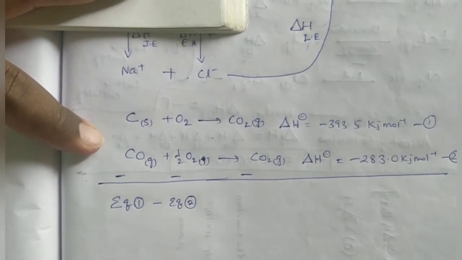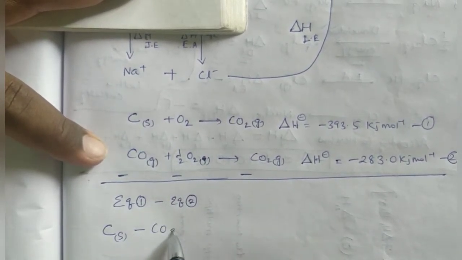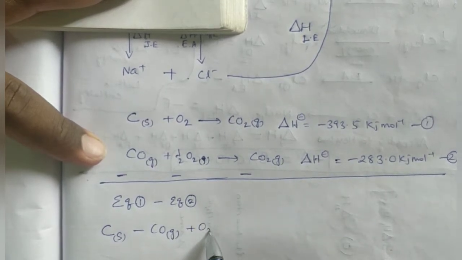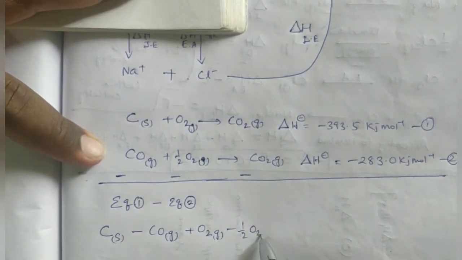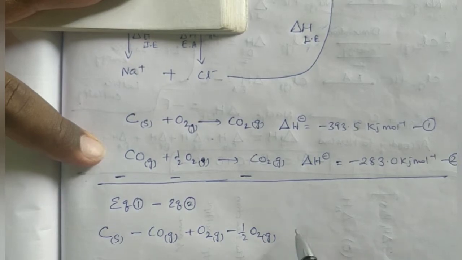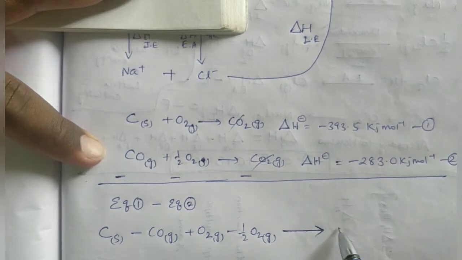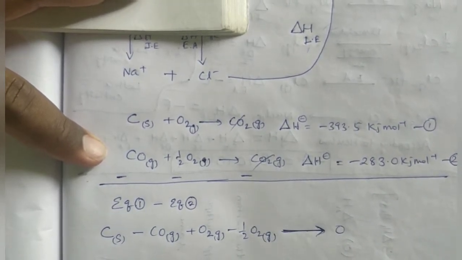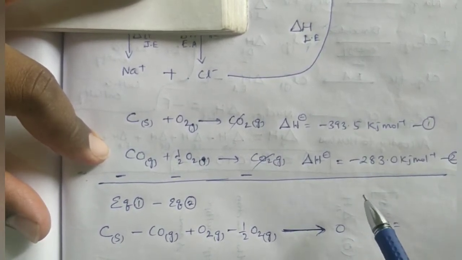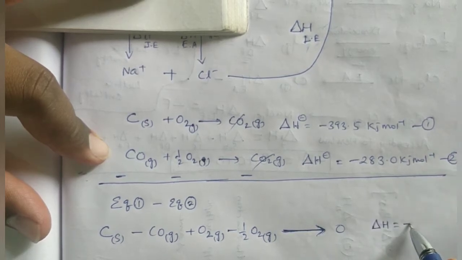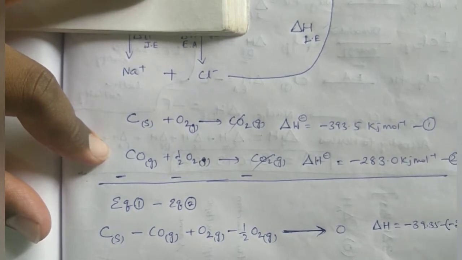If you do equation 1 minus equation 2, on the left side the reactants are C solid minus CO gas plus O2 gas minus half O2 gas, which gives rise to CO2 getting cancelled, so 0. Like a mathematical equation, we can write it, no problem. Then delta H also, for these two reactions, we are doing equation 1 minus equation 2, so minus 393.5 minus of minus 283.